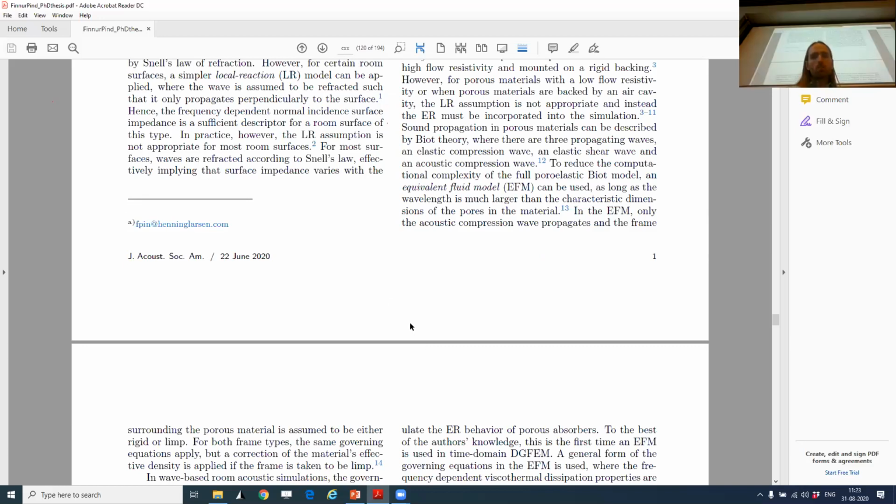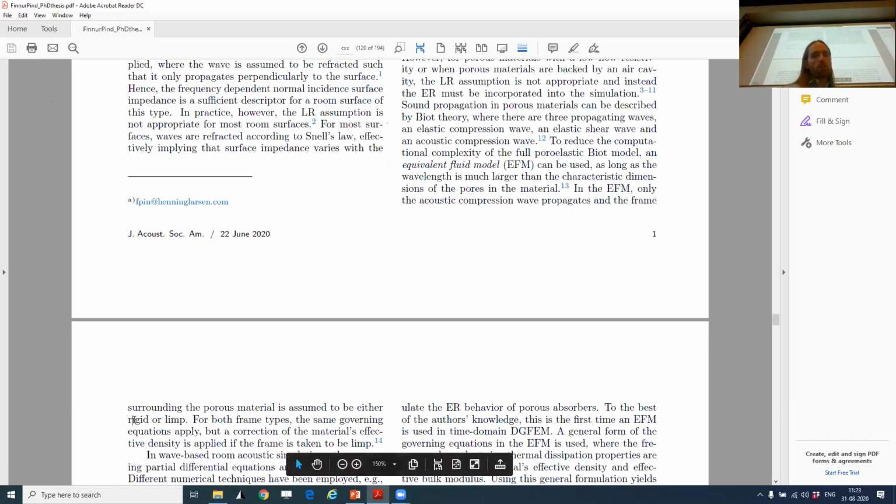As far as I understand, and I'm maybe not the biggest expert in porous materials, you can do a small correction, and then the frame can either be rigid or what's called limp. But this is still an equivalent fluid model, so you still just have the compressional wave. In general, of course, it's possible to solve the full Biot theory, but as far as I understand, you wouldn't gain much out of doing that, and of course, it adds some cost.